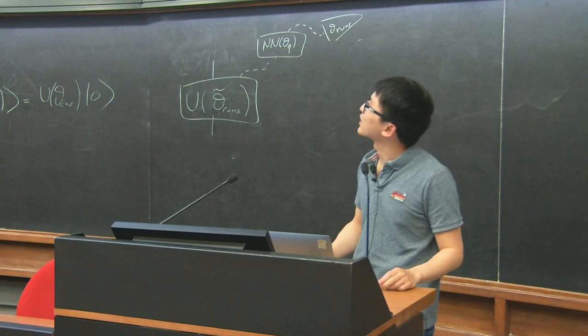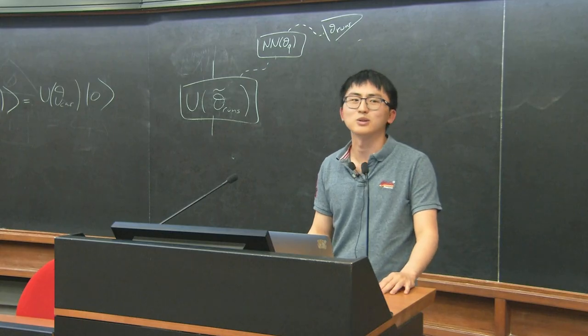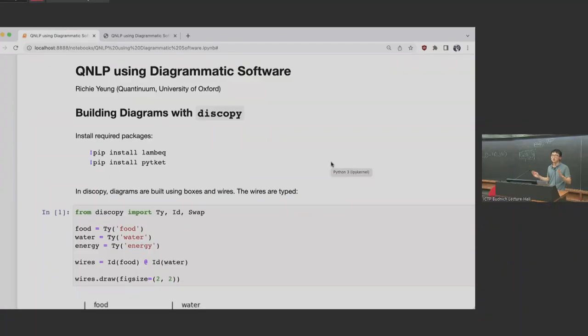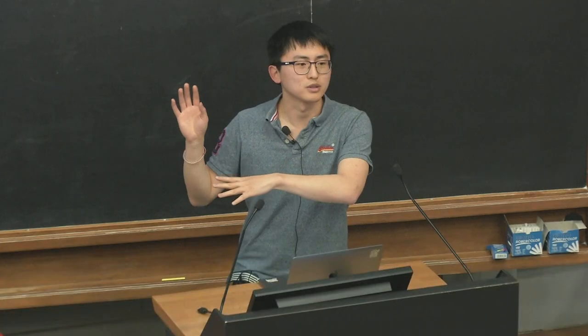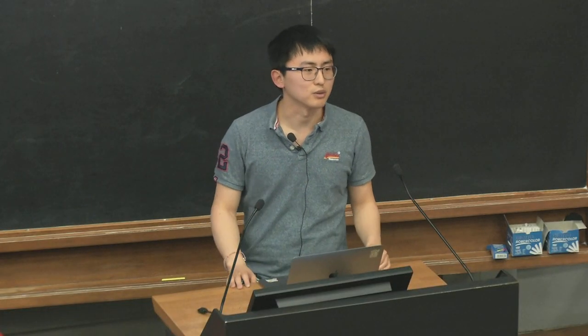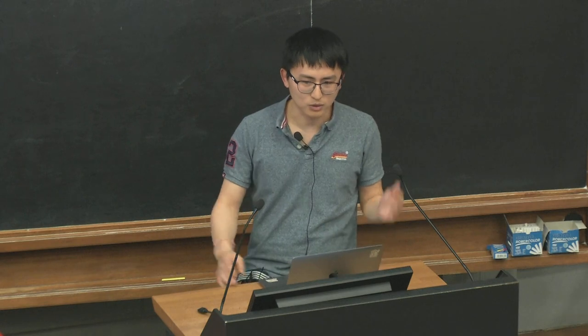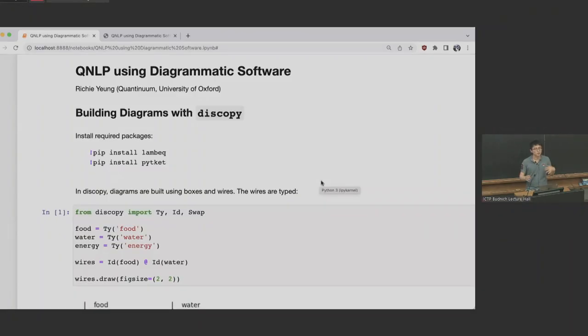I'm going to talk about QNLP using diagrammatic software. This demo is roughly two parts. In the first half, you're going to see how we manipulate monoidal diagrams, i.e. these diagrams in DiscoPy, which is a library that we've developed. We'll talk about things at a higher level and how we convert things to quantum circuits. Later on, we'll talk more specifically about QNLP, and that will be using lambeq, which is another software package we've developed.